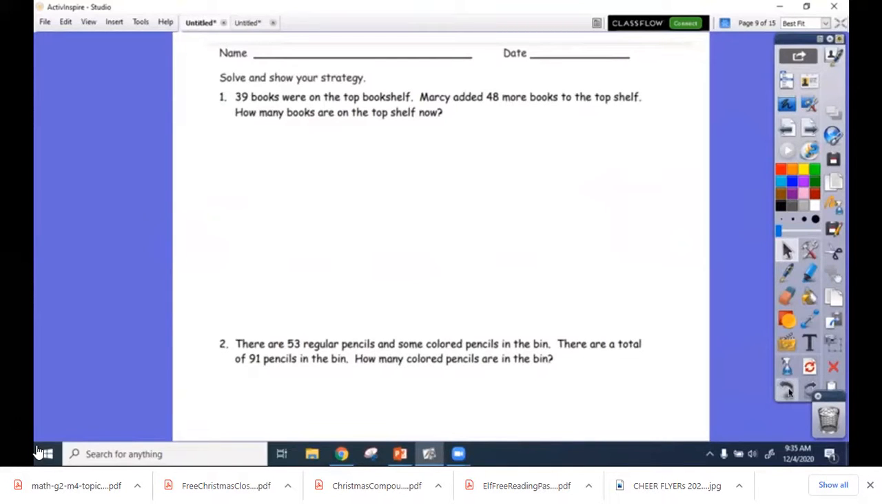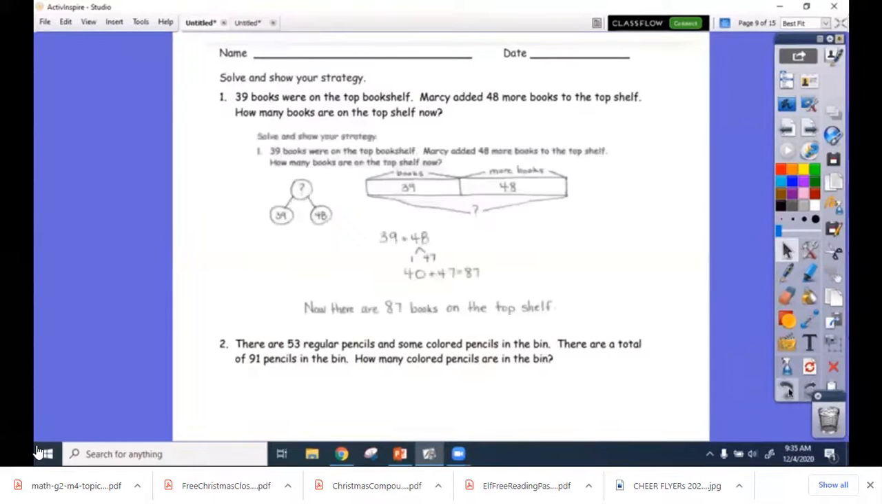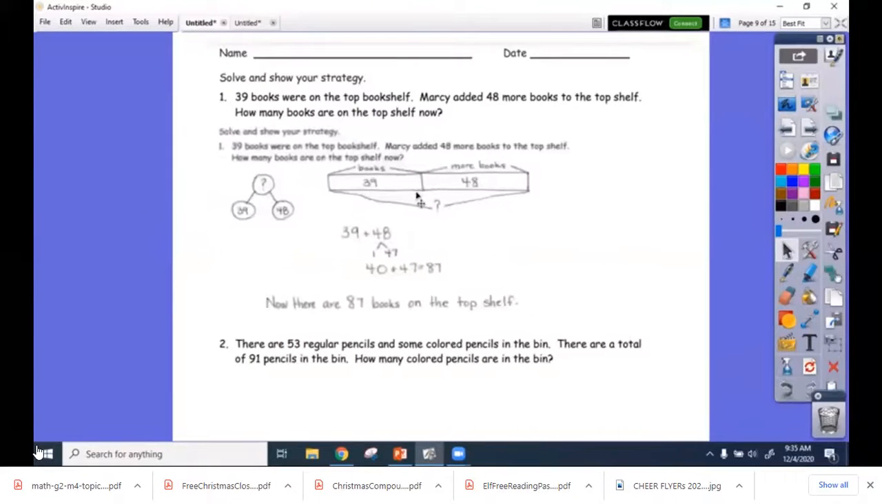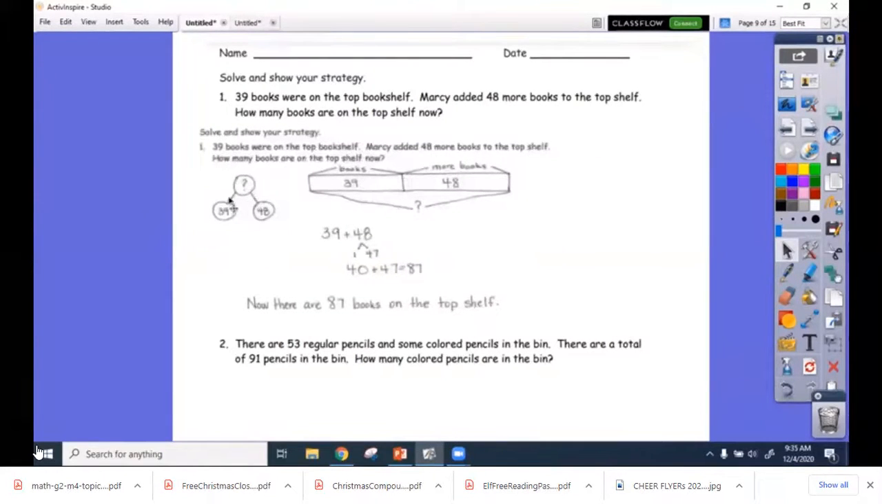Okay, if you're back, that means you have an answer for me. Let's look. Here's a couple ways that I thought about this problem. So I said first we could have done a number bond. I know there's 39 on one shelf, and they added 48, so I don't know what my whole is, so I put a question mark. I could have done that for my draw.